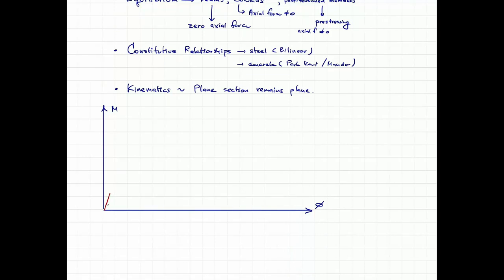This is the uncracked cross section. Uncracked cross section, I gross. Okay, so concrete still resists, still carries the tension. You are not exceeding the tensile strength of concrete.